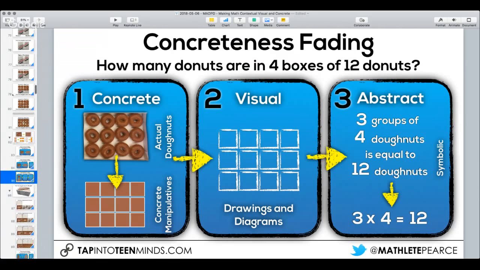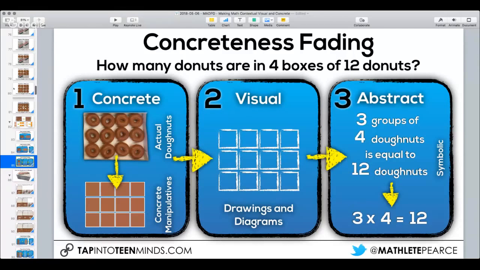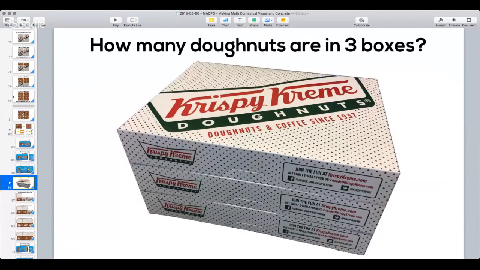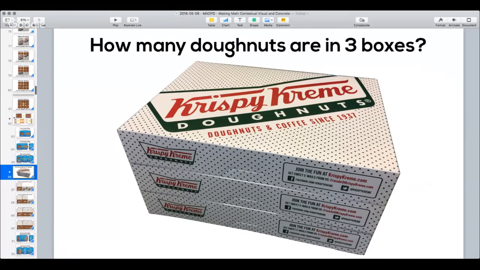And we can use this idea of concreteness fading, and it doesn't fade forever. It fades for every concept, right? For every concept at every level of abstraction. Because when I come back to this problem in grade 4, I might have 3 boxes. And now students have to figure out how many are in 3 boxes total. If they know there's 12 in one, well, we have double digit by single digit multiplication. So I'm pretty sure they'll be able to get to this answer here.